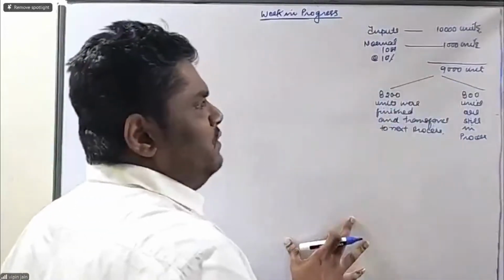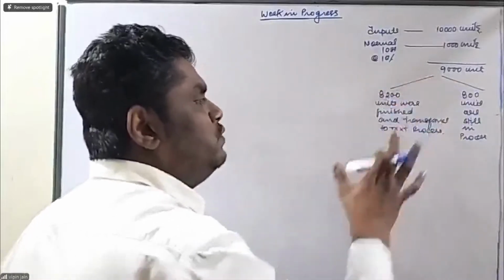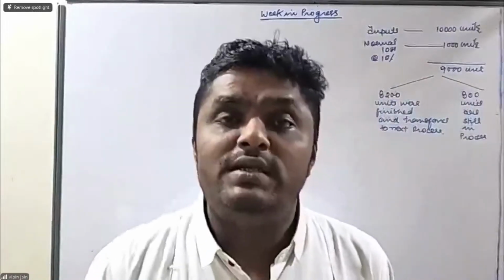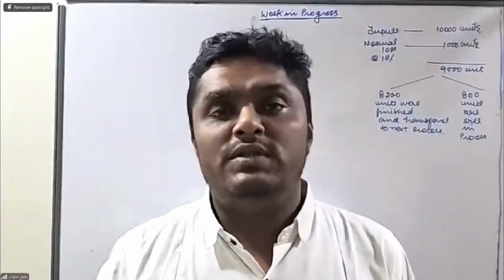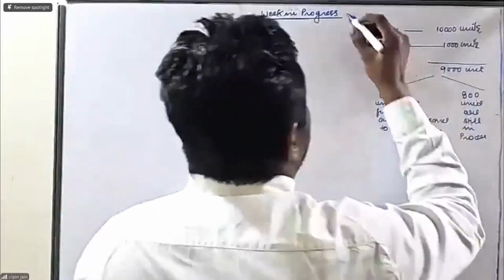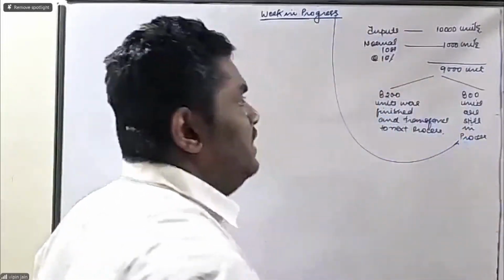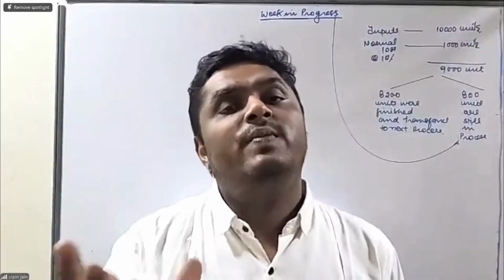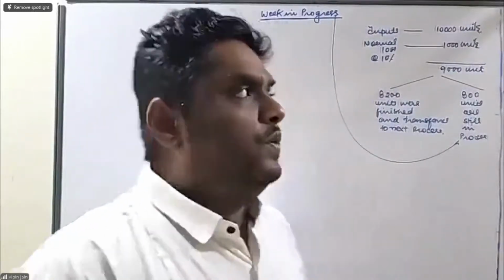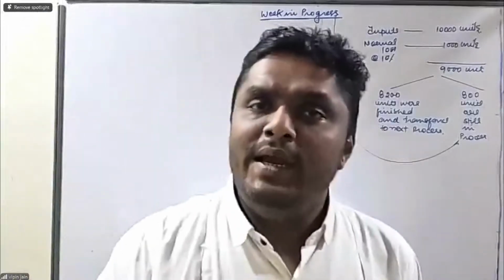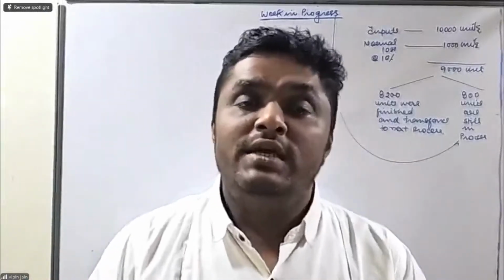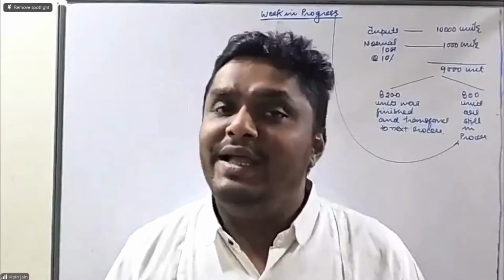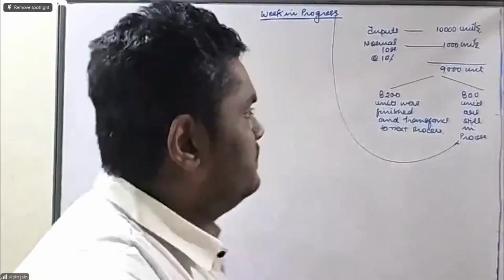Out of these 9,000 units, we were expecting this production. 8,200 units were finished and transferred to the next process. But the remaining 800 units are still not complete. They are still in process. So this is what we call work in progress. That is, units started for production but remaining unfinished by year end are what we call work in progress. That is, the inputs introduced into that process, started for production, but a few inputs remain unprocessed or semi-processed at the year end. We call them work in progress.